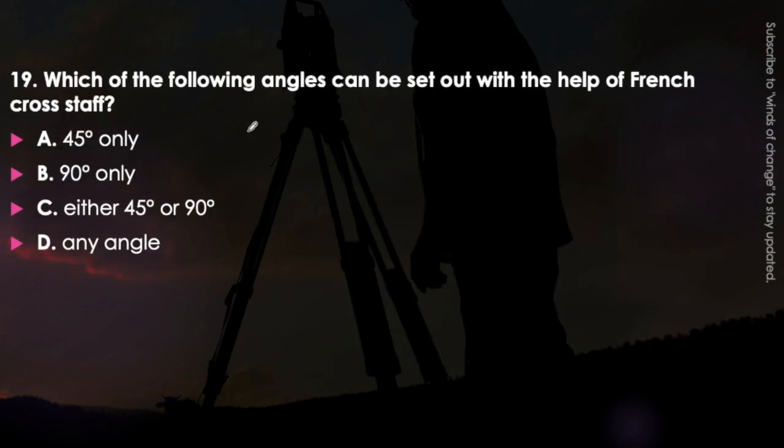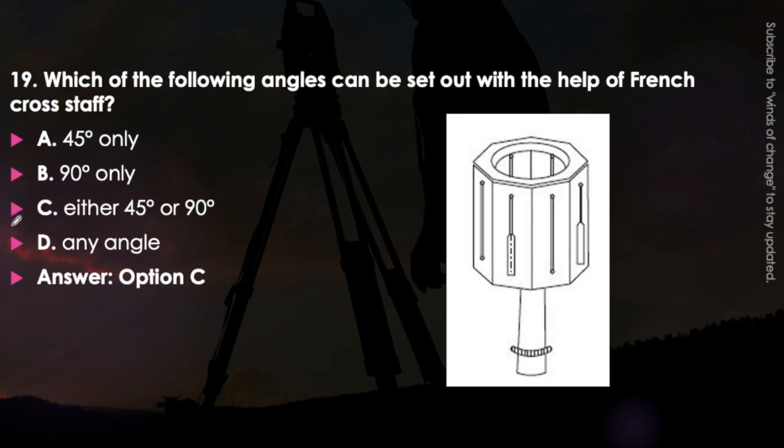Next question. Which of the following angles can be set out with the help of the French crosstaff? 45 degree only, 90 degree only, either 45 or 90 degree, or any angle. In case of the French crosstaff, what are the angles that can be set up? Just think about it. The answer will be option C, that is for 45 degree as well as 90 degree we use the French crosstaff.